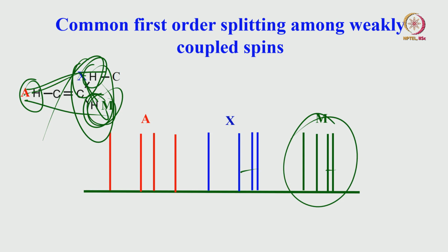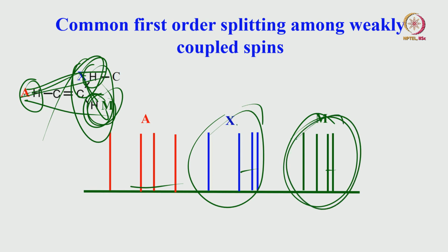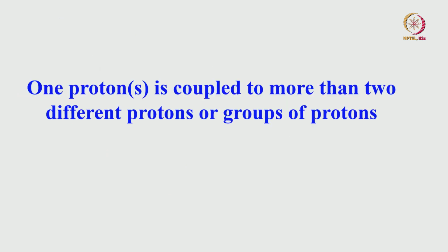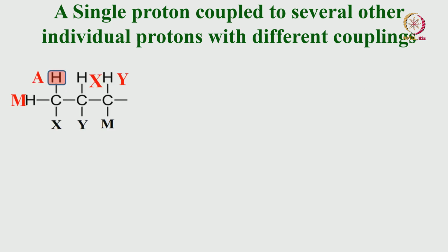So, A will give rise to 4 peaks. A experiences coupling with AX and AM, X gives 4 peaks, and M experiences coupling with A and X. We get 4 peaks. Each proton will be what is called a doublet of a doublet, and the intensity pattern is very easy, 1:1:1:1. So, one proton is coupled to several other individual protons.